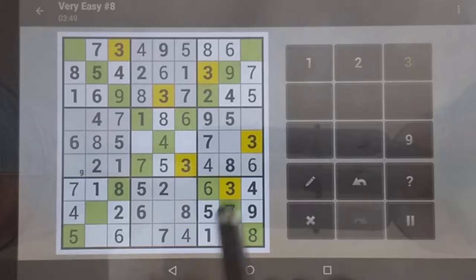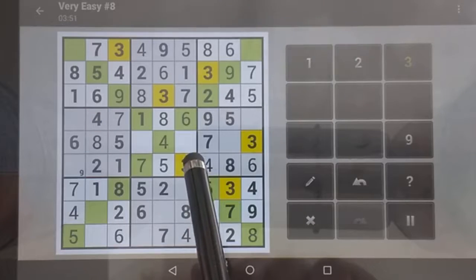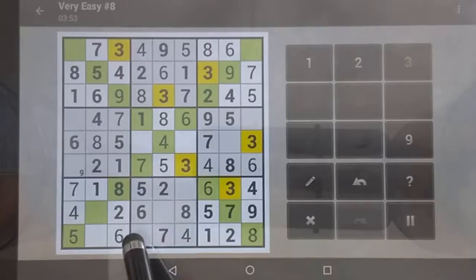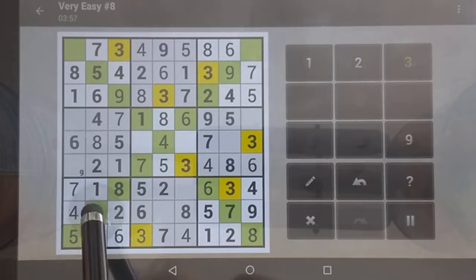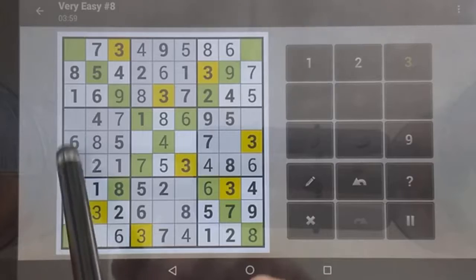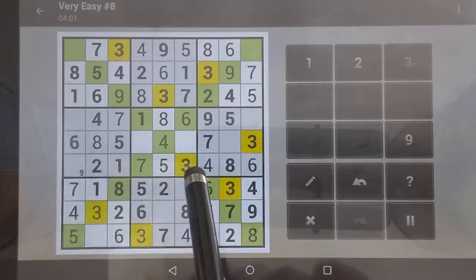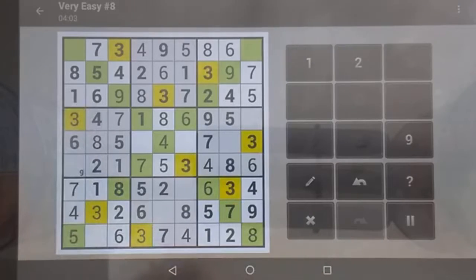The 3s, this one can't be there, this one can't be there, so it has to be there. And now that one blocks here, making that one there. There's only 2 possibilities here, and this one is blocked, so that's the 3 there.